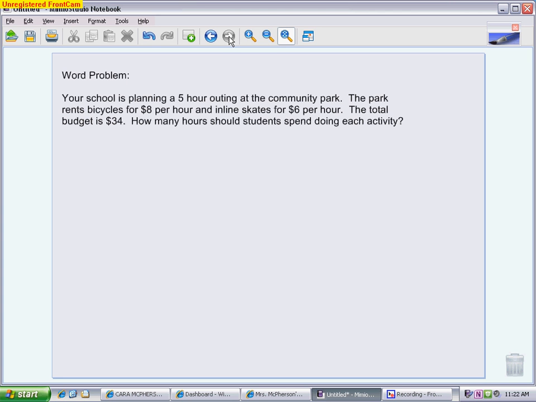So the first thing I want to do is come up with variables. My variables need to represent each activity. So I'm going to say that x is going to be the bicycles. And if you want, you can use letter B for bicycles if it makes more sense to you. And then the y is going to be the inline skates. So you could write S for skates if you like. That means I have two unknowns, so I have to write two equations.